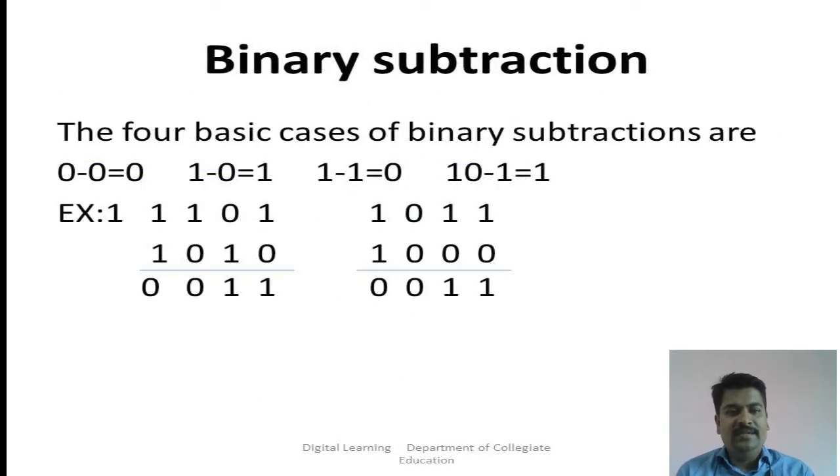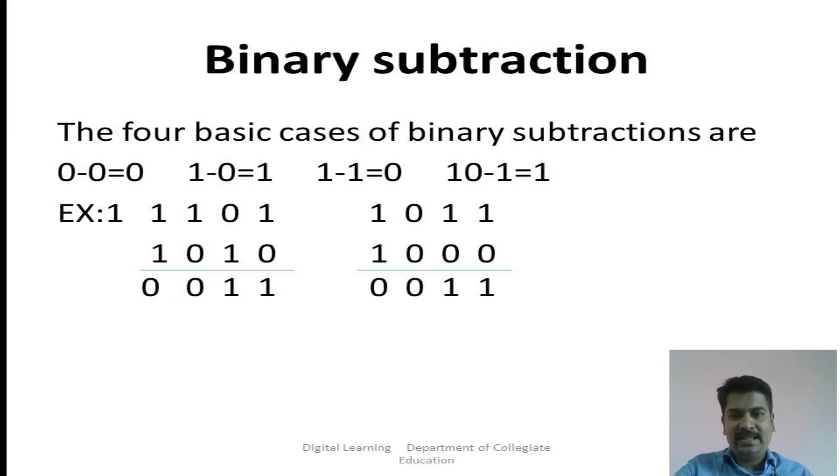Move on to the next thing, which is binary subtraction. In binary subtraction, we should understand some very basic things here. 0 minus 0 will be 0, and 1 minus 0 will be 1. 1 minus 1 will be 0. Here it is 2, meaning 10. 10 minus 1 will be 1. Okay, you have to be careful with this one. 10 minus 1 will be 1.